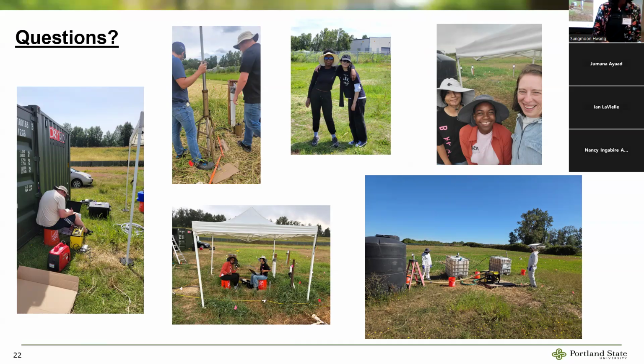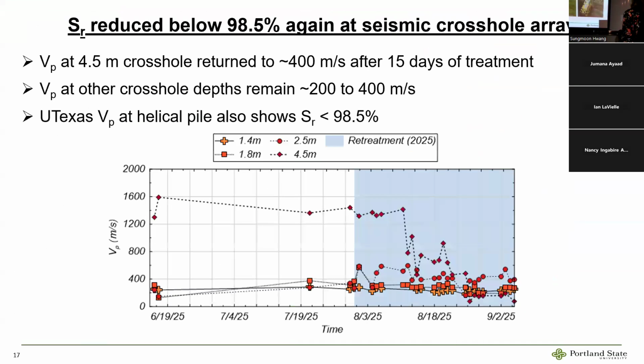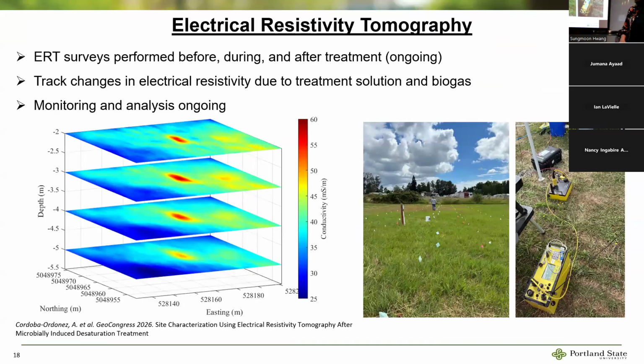Can you go back to the ERT survey? So the red spot, is that an injection well, or is that surrounding the injection well? That is the treatment zone primarily. And when was this last survey taken compared to the treatment? This survey was last summer, so this is like a baseline survey.